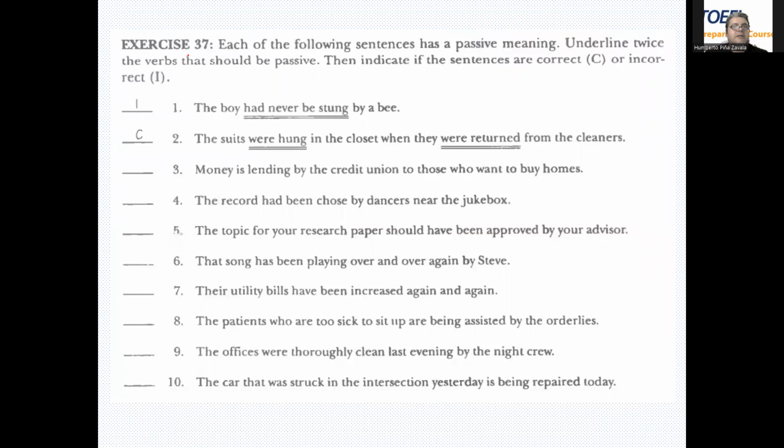All right, exercise 57. Each of the following sentences has a passive meaning. We're going to underline twice the verbs that should be passive, and then indicate whether the sentences are correct or incorrect. Let's look at the examples.